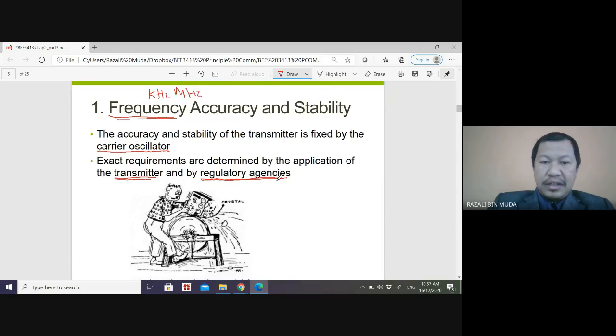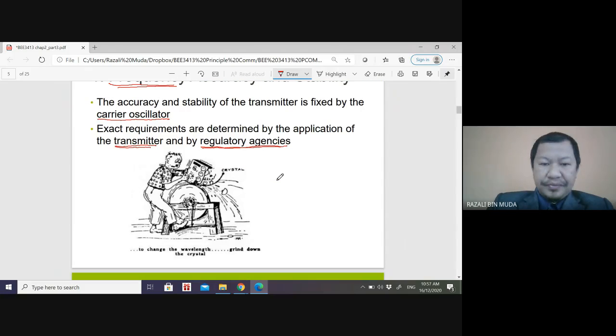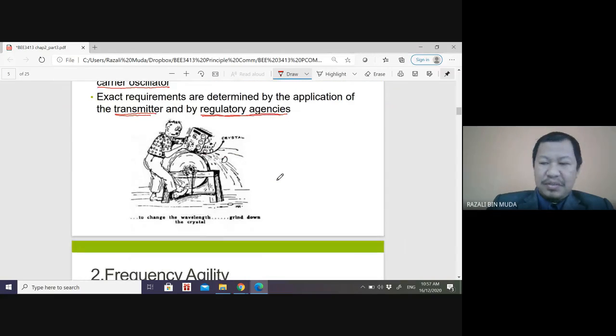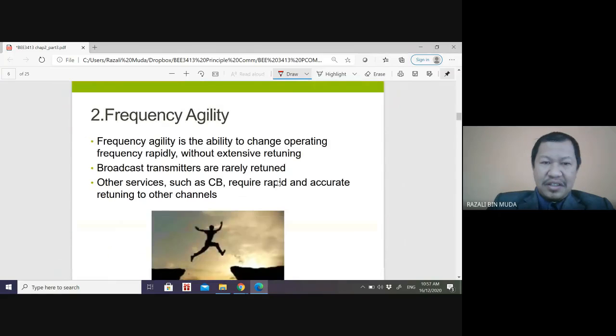Okay, so this picture shows to change the wavelength, grind down the crystal. So now you have the crystal for oscillator. Okay, so this crystal basically determine the frequency of the transmitter.